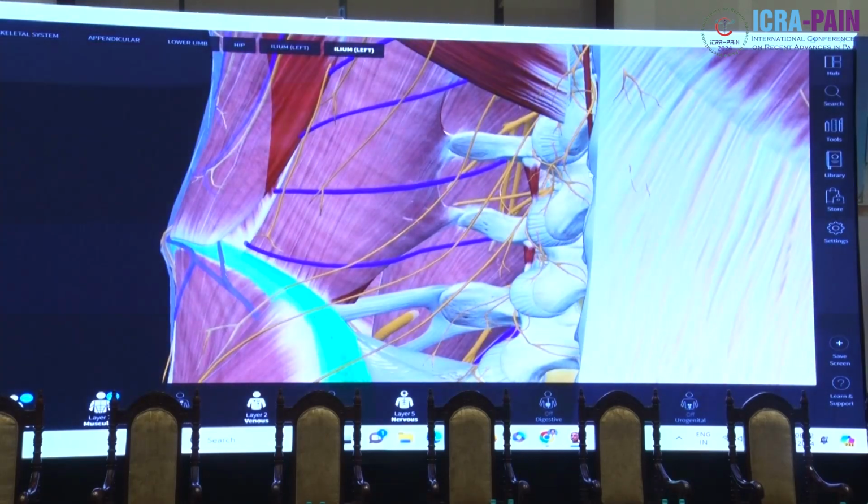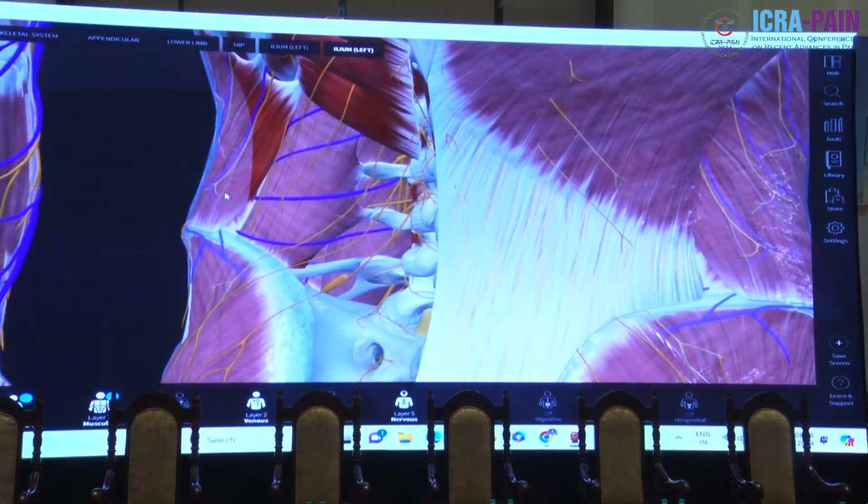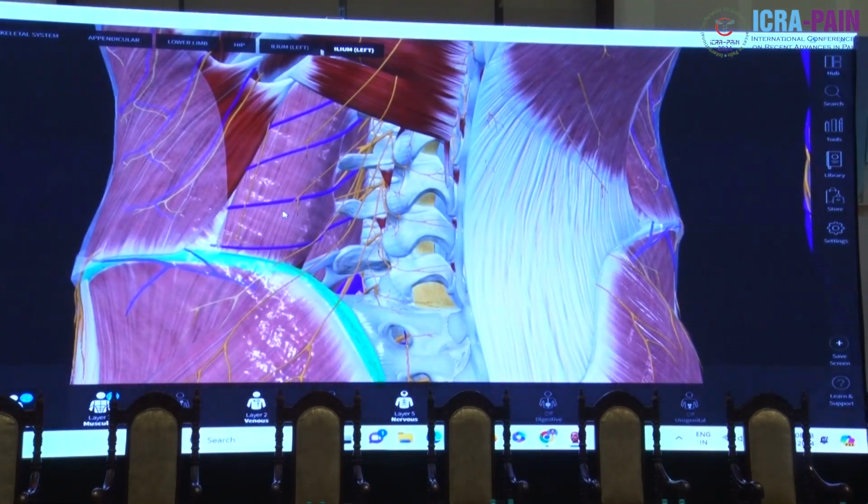Just recapitulate on this side. This is your latissimus dorsi muscle. It is covered by which fascias? Deep fascia superficially, then the latissimus dorsi muscle, then the posterior layer of the thoracolumbar fascia. And the middle layer of the thoracolumbar fascia is enclosing the erector spinae group of muscles. Now this is your middle layer of thoracolumbar fascia.